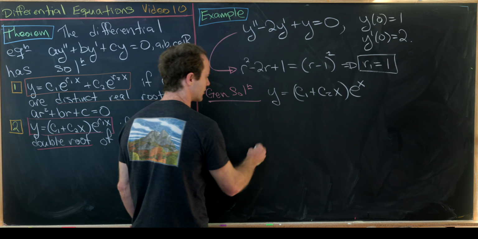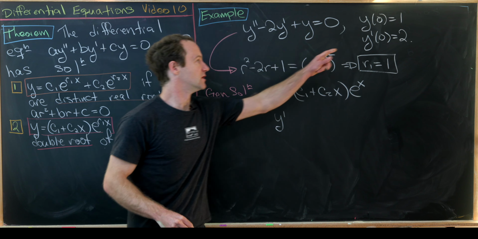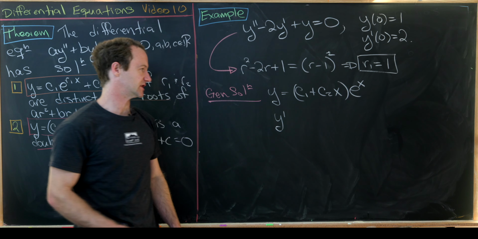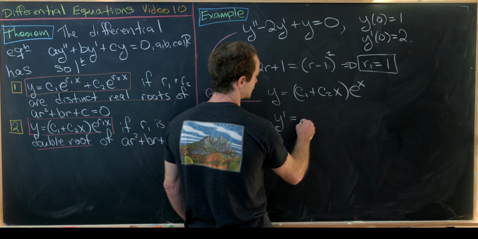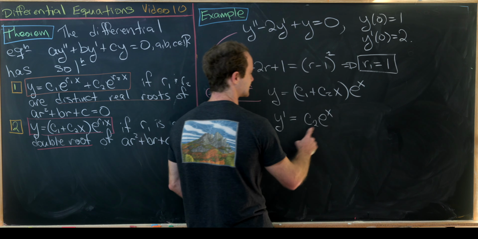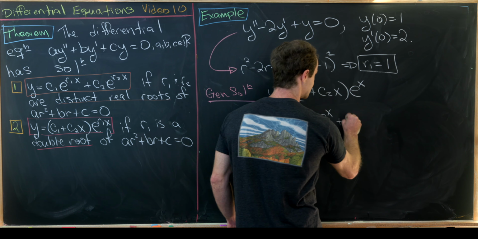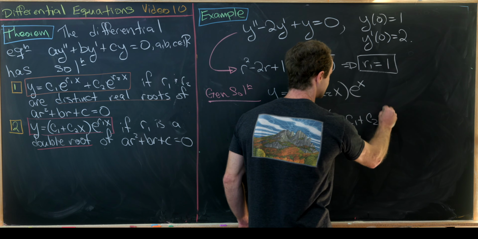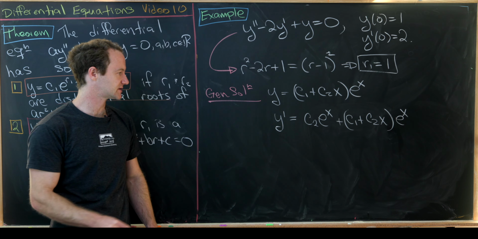Okay, now let's calculate the first derivative, as that will be useful for this second initial condition. So in order to take this derivative, we'll need to use the product rule. So we'll first have c2 times e to the x. That's from taking the derivative of this linear polynomial, and then plus c1 plus c2 times x times e to the x. That's from taking the derivative of e to the x.